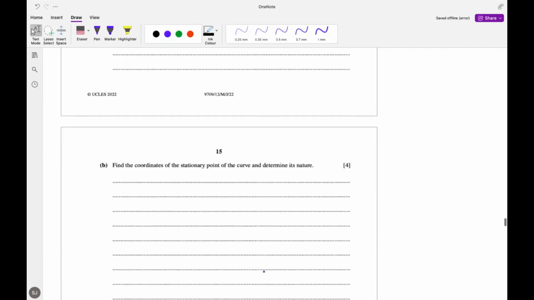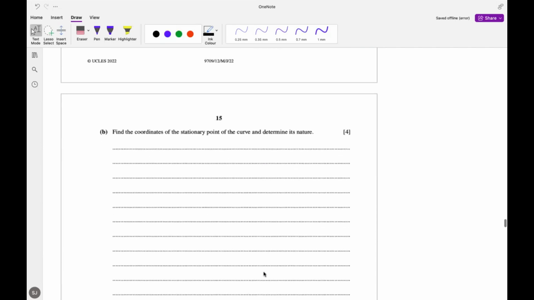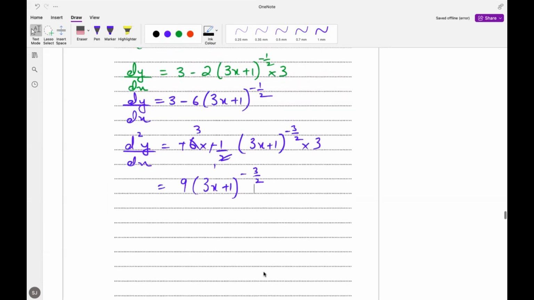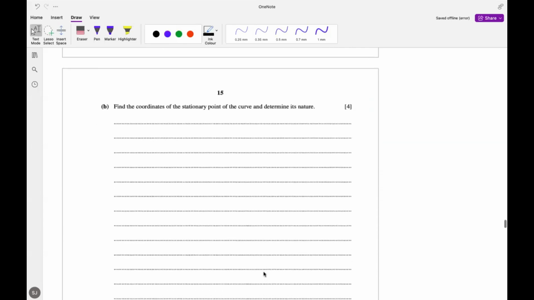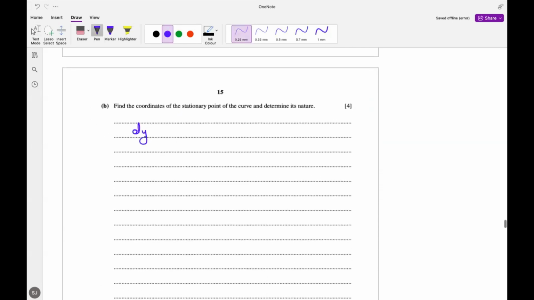In part B, we have to find the coordinates of the stationary point of the curve and determine its nature. So dy/dx was 3 minus 6 into (3x plus 1) to the power minus 1 upon 2. At a stationary point, dy/dx is 0. So we'll put 0 equals 3 minus 6 into (3x plus 1) to the power minus half, and then find the value of x. Taking this on the other side, we can write it as 6 and keeping 3x plus 1 in the denominator to make the sign positive.